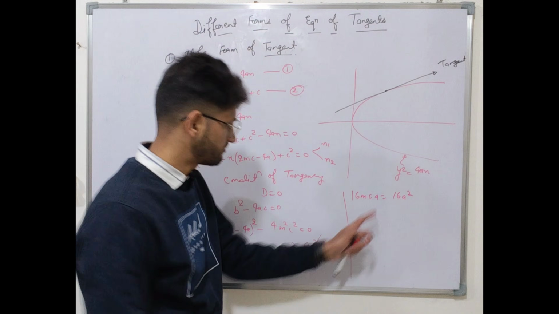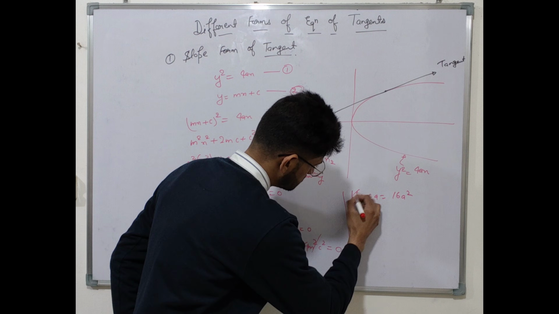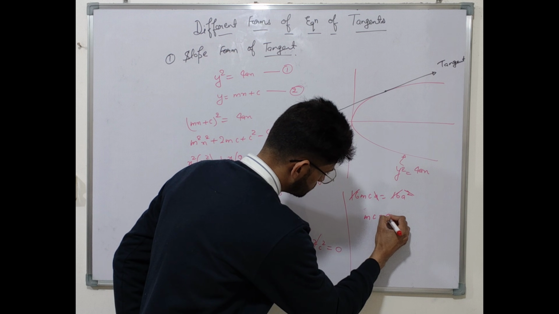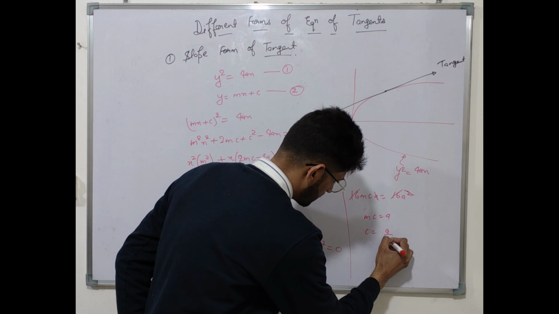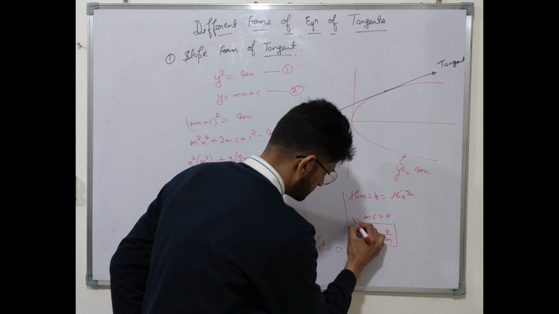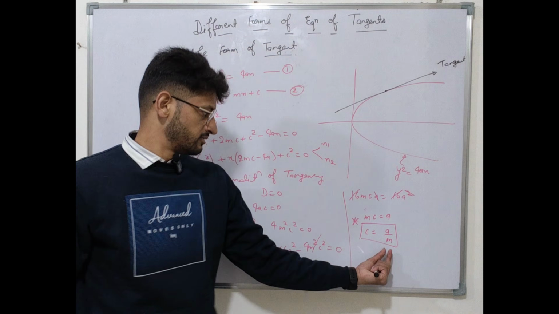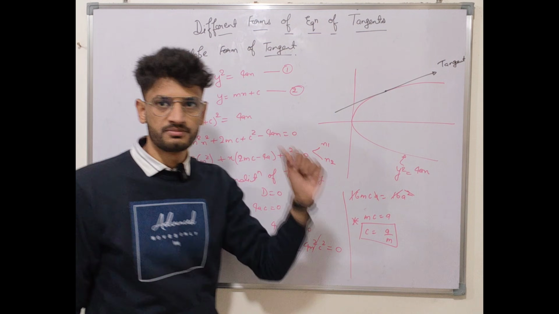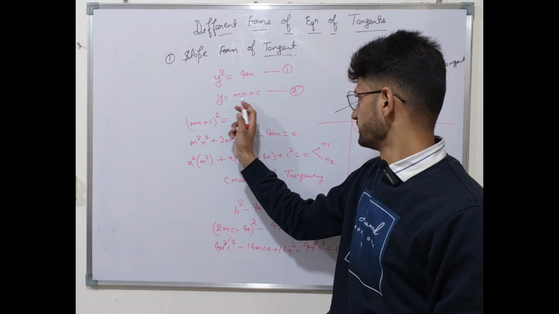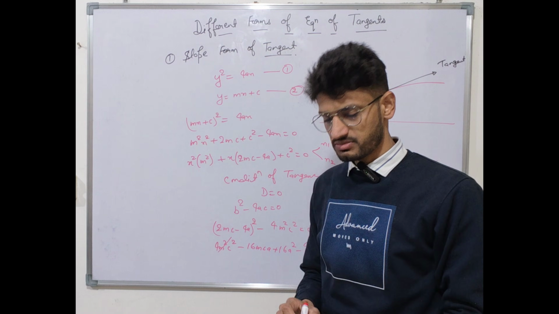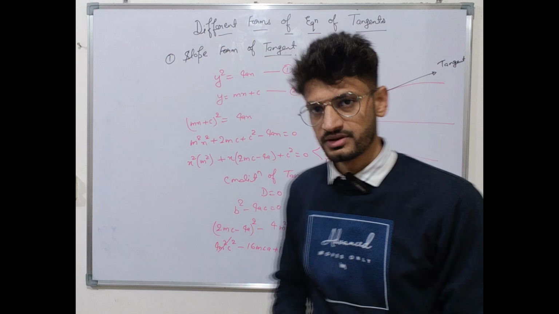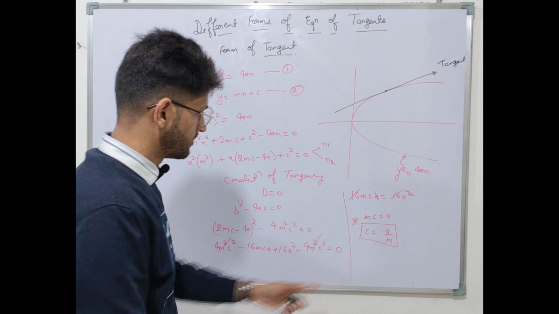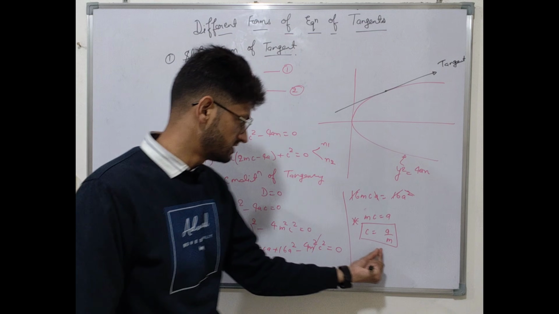After simplification we can write from here 16 will get cancelled out and a will also get cancelled out from this. So mc is equal to a, that means c is equal to a upon m. This is a very useful result because from here we observe that c, the intercept of this line in slope intercept form of equation of line, is equal to a upon m if this line has to be the tangent on this parabola. So from here we observed the condition of tangency as c equals a upon m.